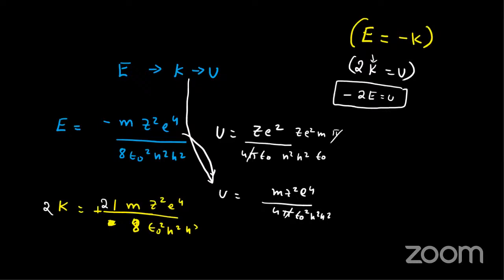Okay. So therefore, total energy and kinetic energy are equal to each other, but with a negative sign. Total energy and potential energy are double of each other. Total energy and potential energy differ by a factor of 2, right? Kinetic energy and potential energy also differ by a factor of 2. I hope I'm clear. Okay, cool, awesome, great.